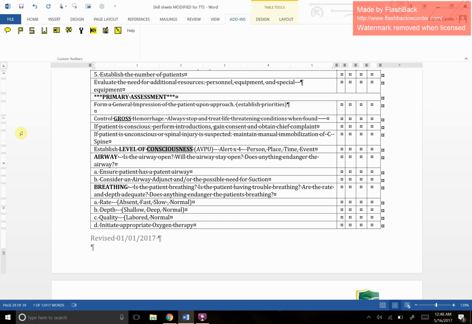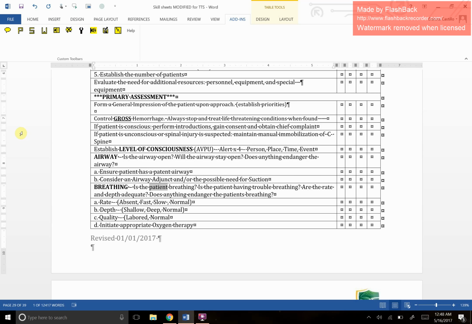Establish level of consciousness, AVPU, alert x4: person, place, time, event. Airway. Is the airway open? Will the airway stay open? Does anything endanger the airway? A. Ensure patient has a patent airway. B. Consider an airway adjunct and/or the possible need for suction.